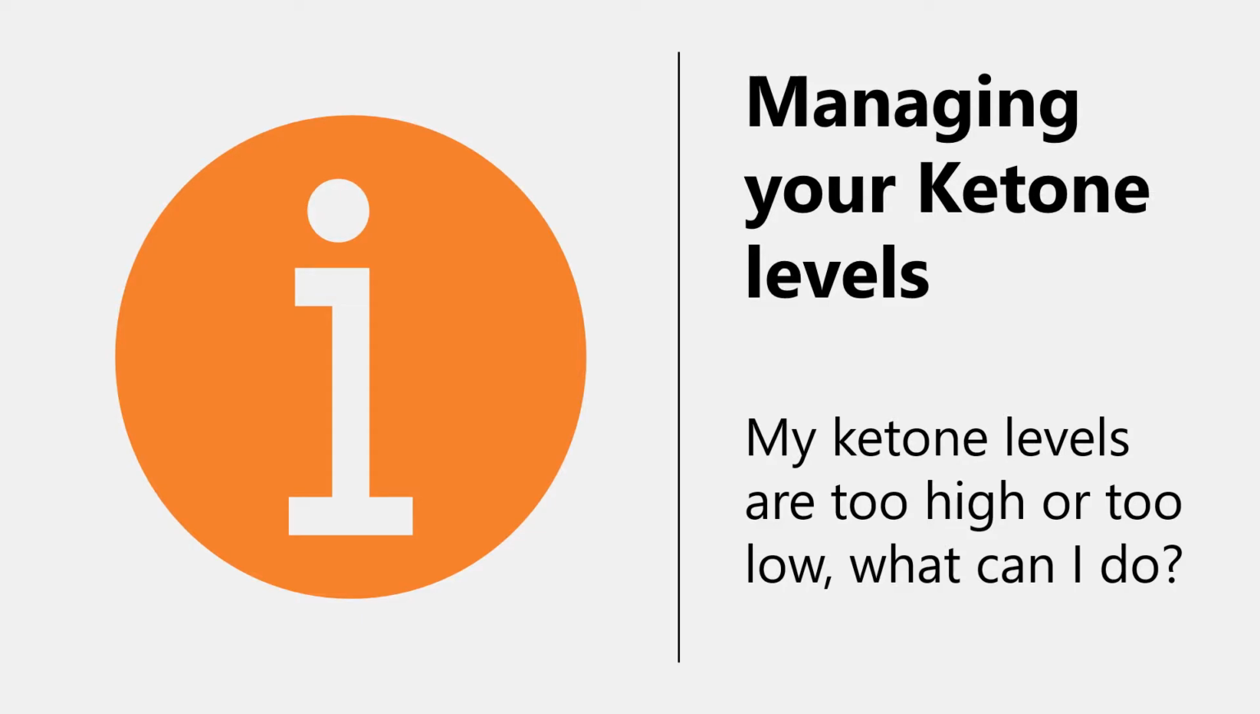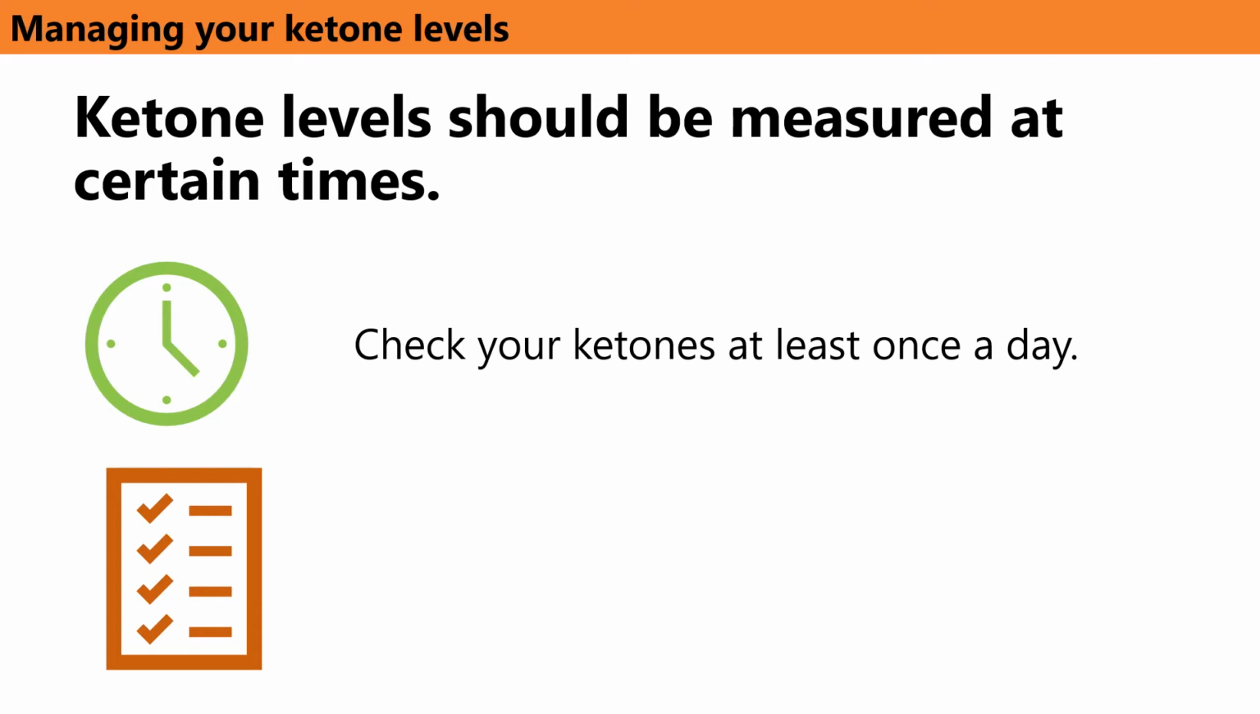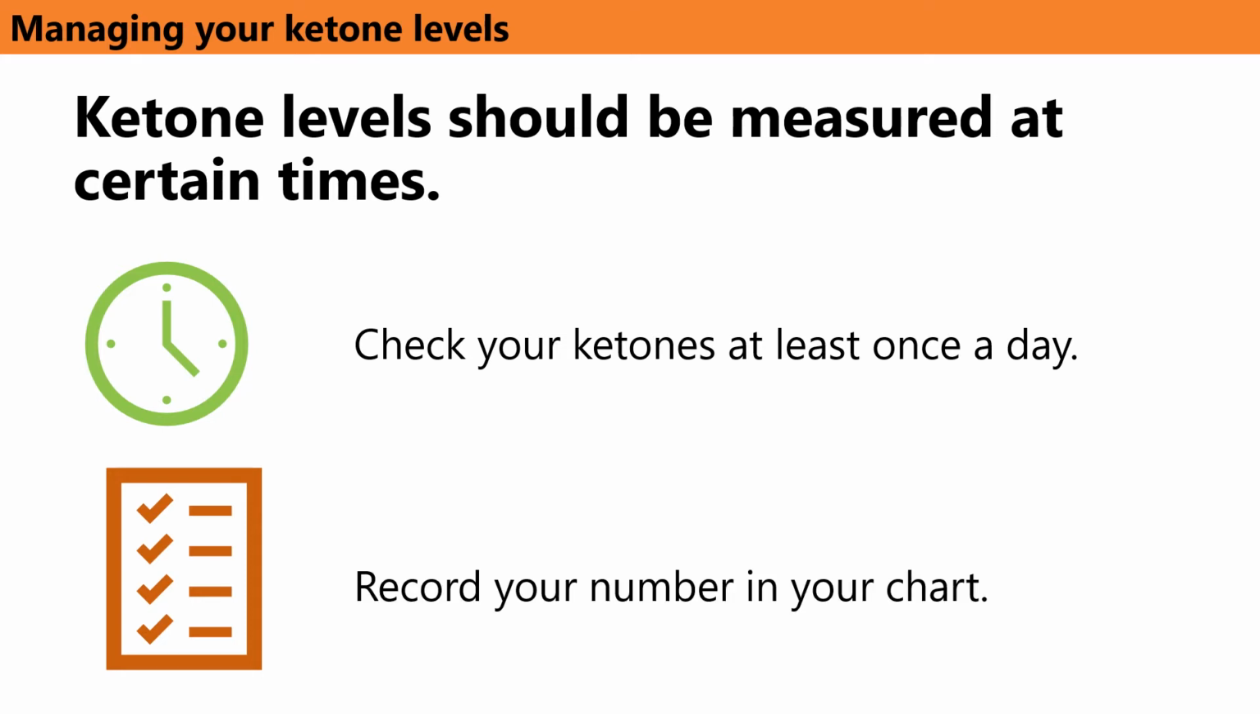Many patients become worried when their ketone levels are too high or too low. We will go through what you can do to bring them back to the target range. Let's start with an important friendly reminder. Your ketone levels should be checked at least once a day. Once you've figured out the number by comparing the color on the urine strip to the color chart on the packaging of the ketosis bottle, record this number in your ketone and seizure chart.